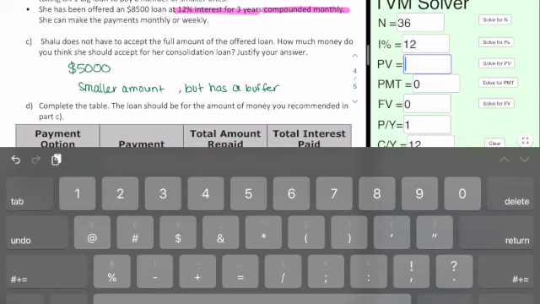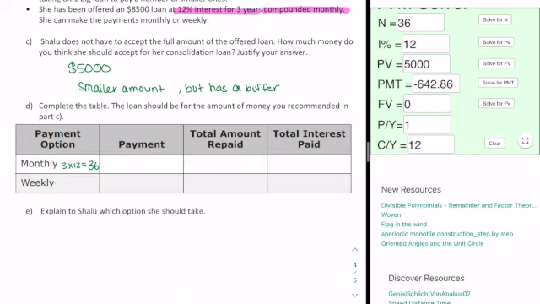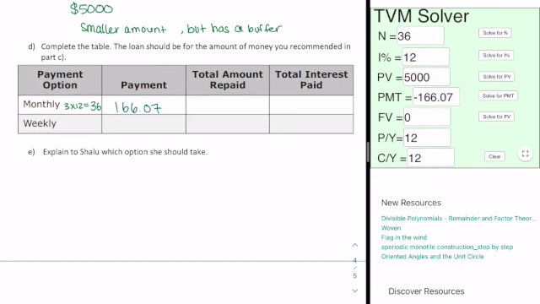Her present value, I'm putting 5,000. But if you picked a different number, you should be putting that number in. And then we are looking for payments per year. She's doing 12 of them, every month is 1. And then here, solve for PMT. We get 166.07. And then to do weekly is 52 weeks in a year times 3, so 156.